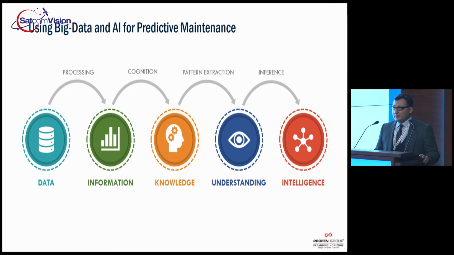Maybe everybody is familiar with the 5 whys. This why is very important to understand the root cause of the problems. This is the typical way from data to intelligence. So we need to use the same scheme for predictive maintenance.